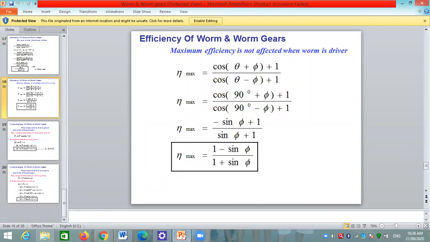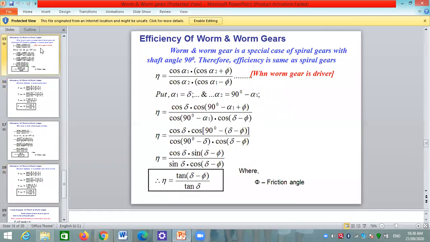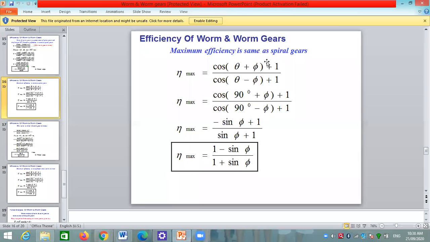Now maximum efficiency for a worm and worm wheel. The maximum efficiency is not affected when the worm is driver. If we see this formula for maximum efficiency of the worm and worm wheel, and the same formula for maximum efficiency of the spiral gear, we will get the maximum efficiency when the worm is driver, and this formula is equal to 1 minus sine of phi divided by 1 plus sine of phi.